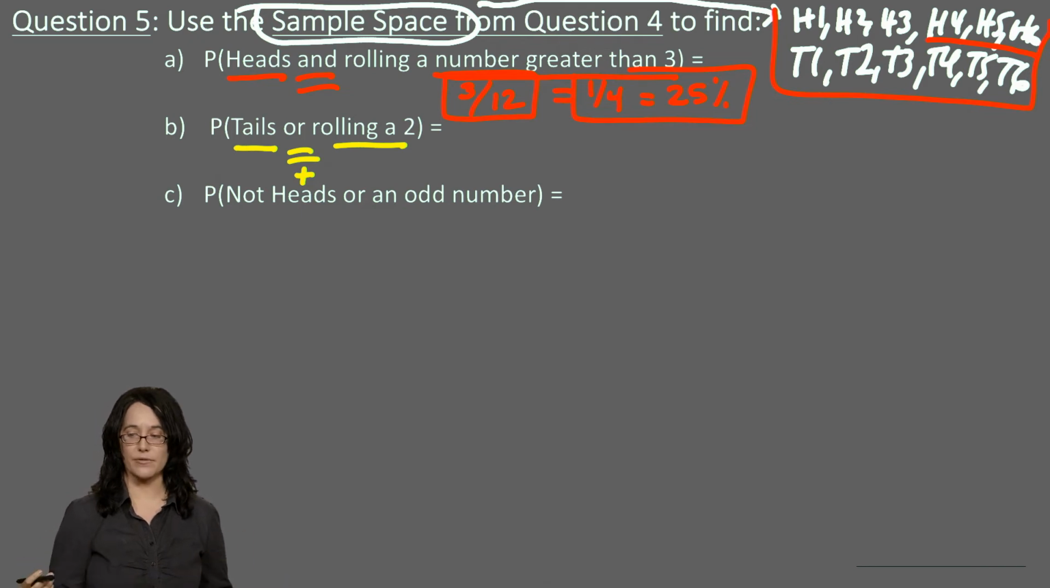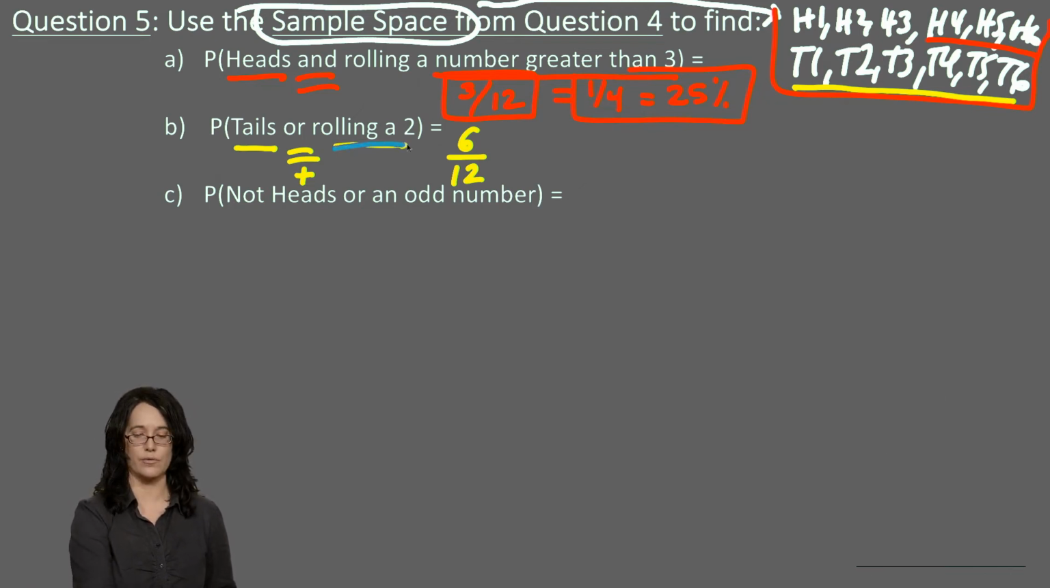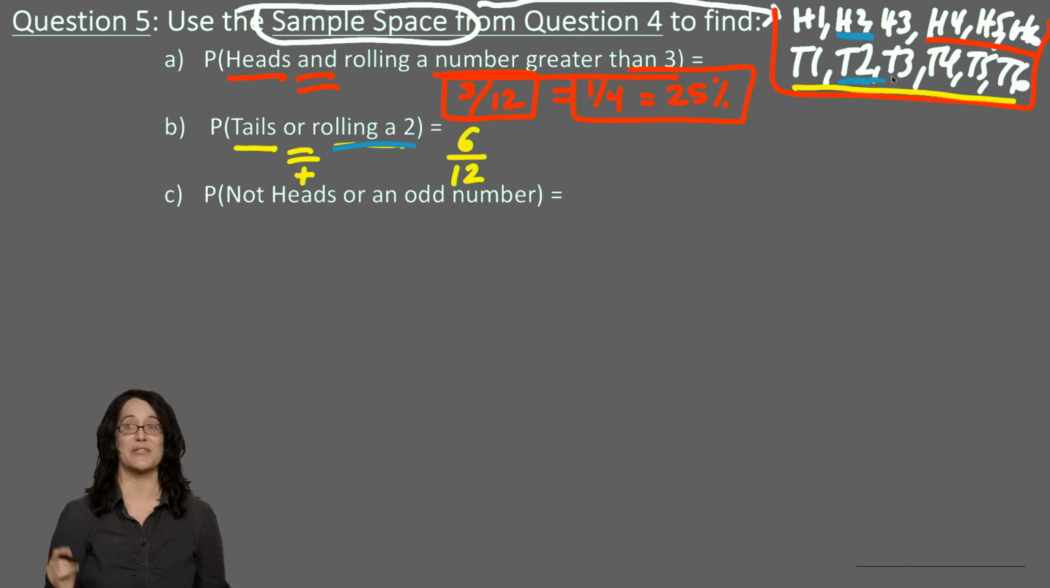For getting a tails, that was 6 options, right? 6 out of the 12. So that was these 6, okay? What about for rolling a 2? Let me get another color here. How about blue? For rolling a 2, that was a heads 2 and that was a tails 2. So it says or, it doesn't say and, so you don't have to be a tails 2. You could also be a heads 2 and you've satisfied that condition, right? That's what or means. It's more inclusive, right? So we could have a 2 from a heads or a 2 from a tails. So there's 2 of those out of the 12.